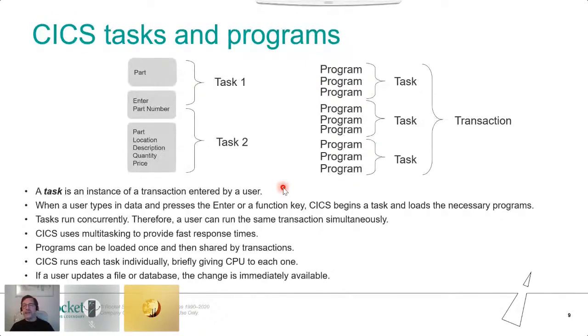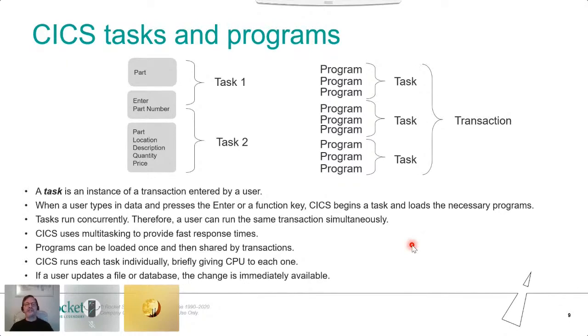Usually it begins when they type in a four-character TRAN ID, hit enter, get a response back, you've run a task. Right? A task. So a task can run concurrently, right? And that's why multiple users can run the same thing at the same time. CICS does this multitasking under the covers. Programs are generally loaded once and shared by all the users that may need the same program. And that's how we were able to get a smaller footprint.